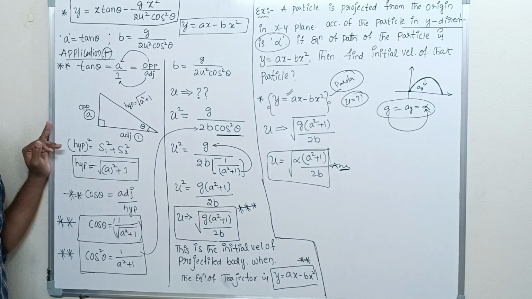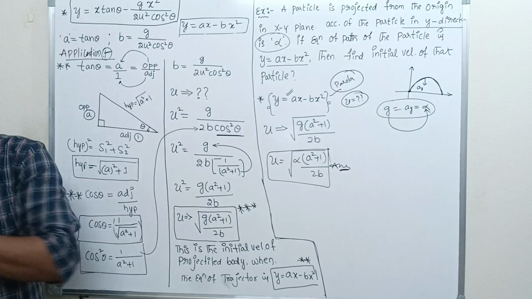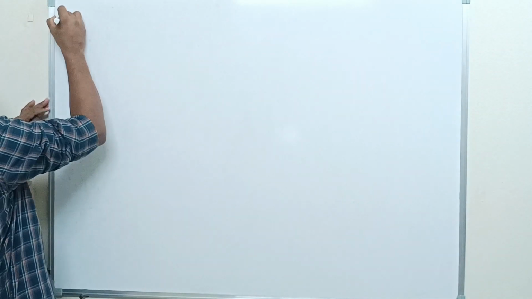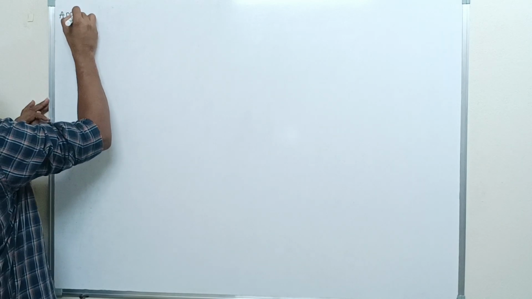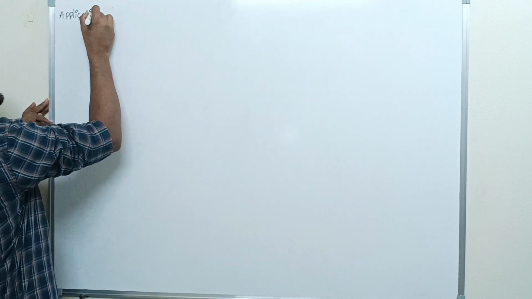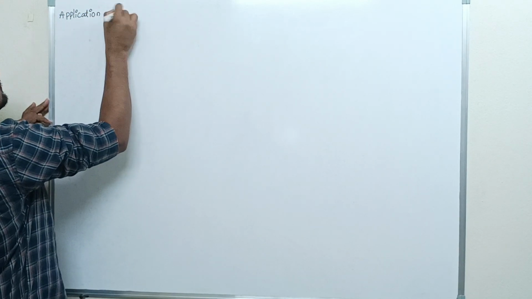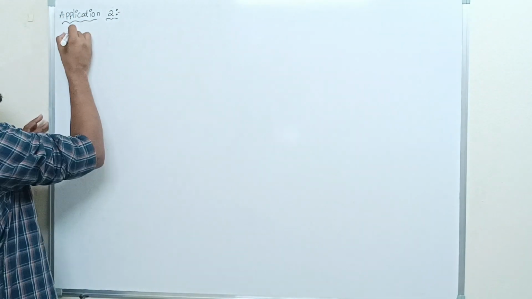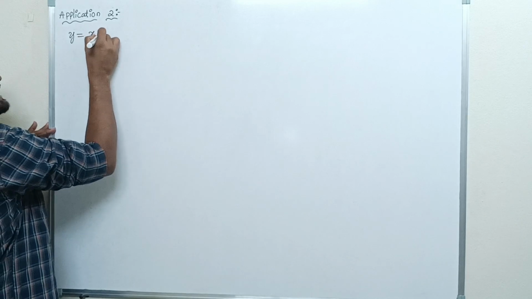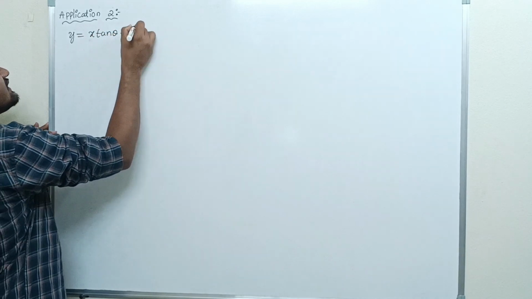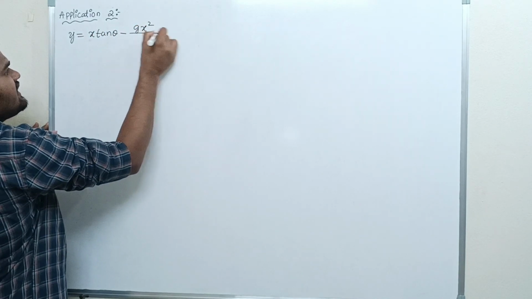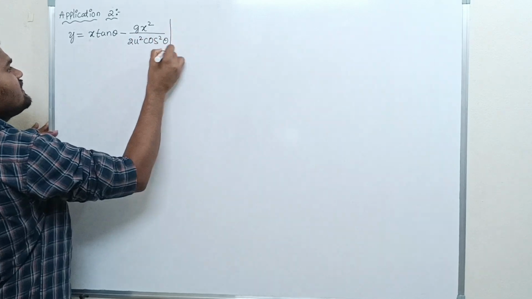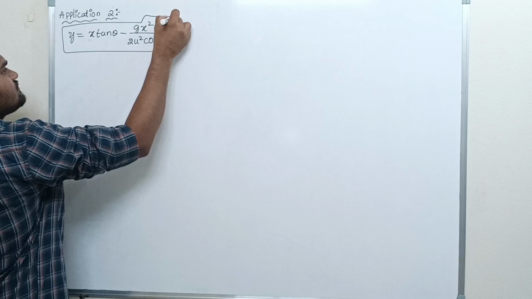3, 2, 1. Right, so have a look. Application number 2. We got the equation of trajectory: y is equal to x tan theta minus gx square divided by 2u square cos square theta.